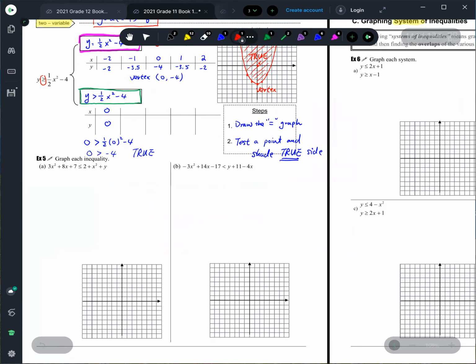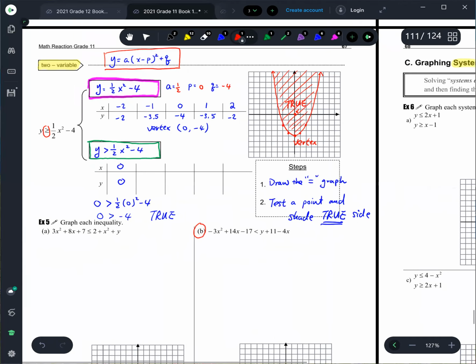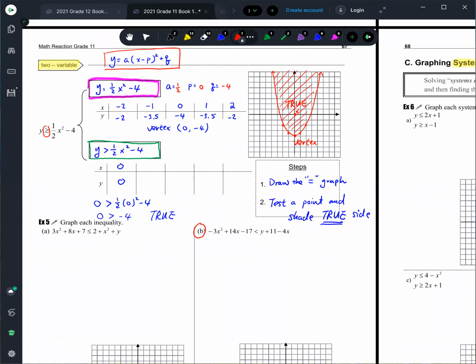Actually, we'll just do one, okay? We'll do one because we have other places to practice this. We're going to do question B. Everyone, please do question B. This one has something on both sides, right? So you want to do some moving.